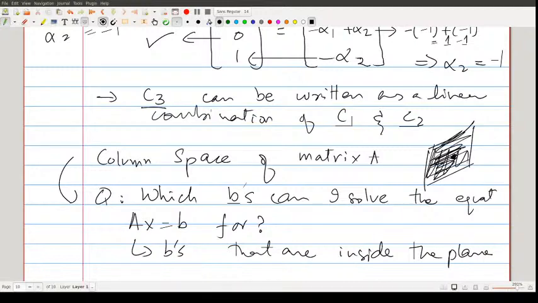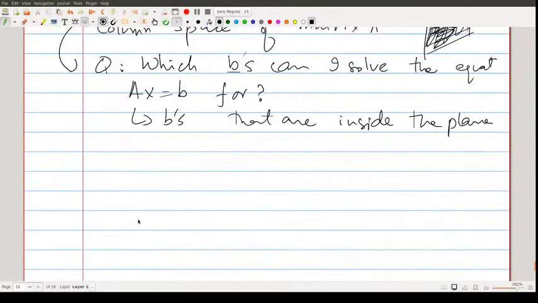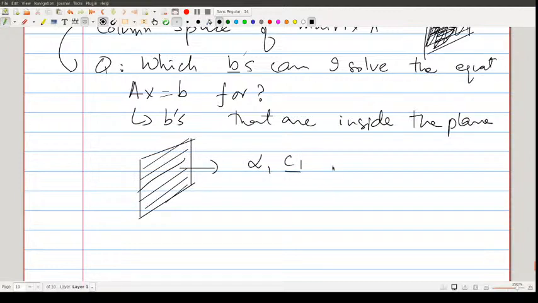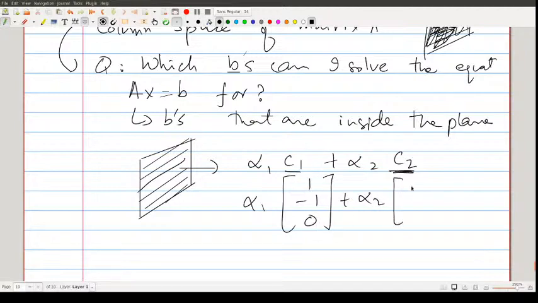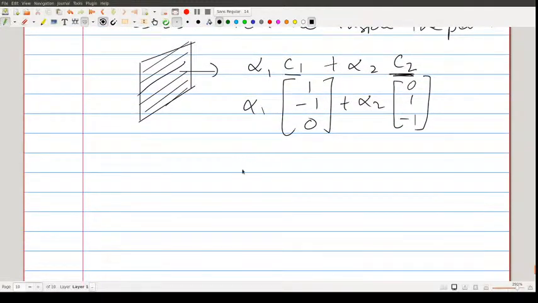And let me just show you an example of when you have no solution for this problem. Okay, so let's do one more case. I know that this plane that I have as the column space of A is given to me by alpha 1 C1 plus alpha 2 C2, right? C1 was 1 minus 1 0, and C2 was 0 1 minus 1. Okay, let me try to give you a B for which you'll have a problem.